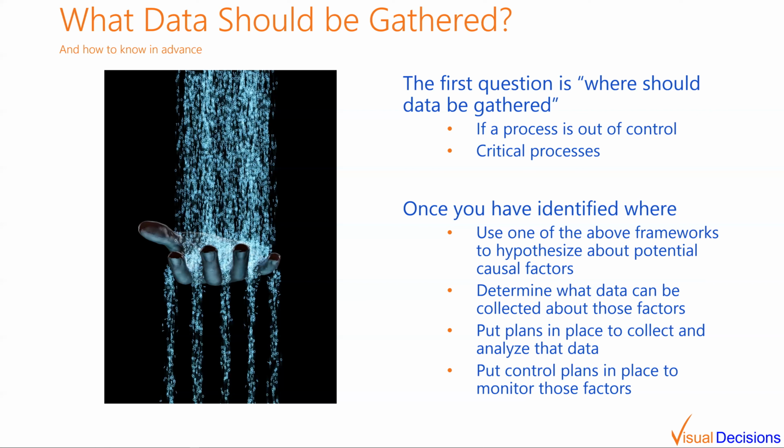so that now you have that available that you can tie back into that classifier system and automatically say that this signal tells us that this problem is occurring. And then put control plans in place to monitor those factors and take action when you see something happening.